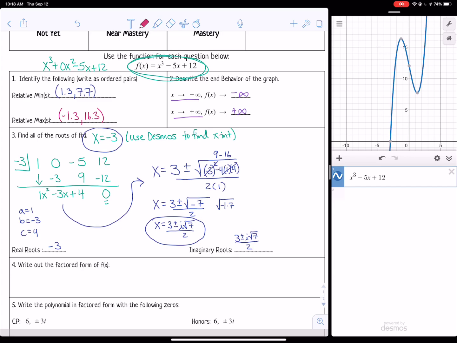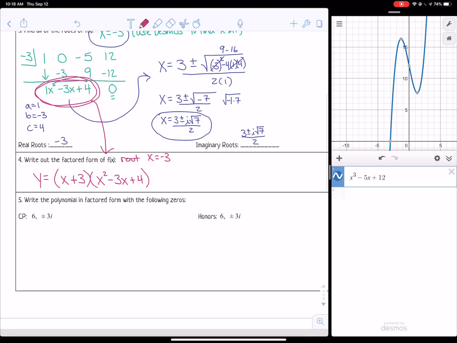You have the root, which you found in your graph was x equals -3. That is not a factor. You want to write the factor as x plus 3. You change the sign. Then your other factor is from synthetic division. You want to bring that down as your other factor that's left over, because that's where those imaginary roots came from. That would be a really nice way to just write factored form, and that's all we need for this one. And then that's all you have to do. Notice that's not a big box of space.